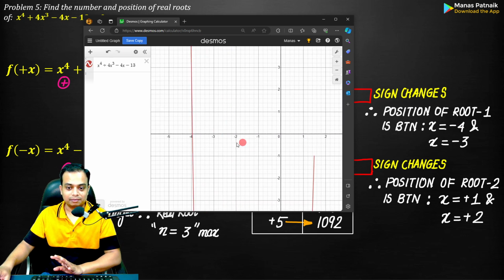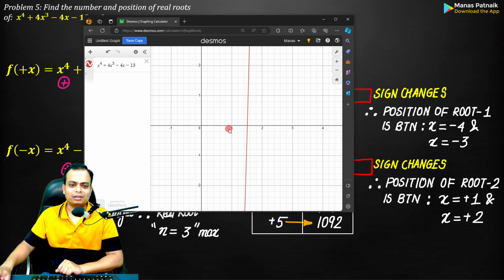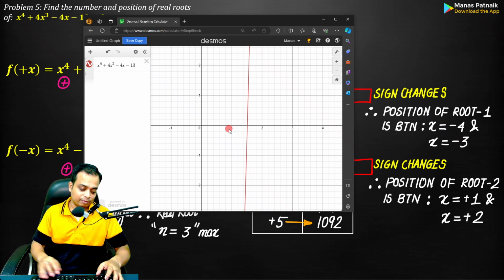Secondly, there is also one more root, sir, between 1 and 2. You can clearly see this. Now do you believe me?